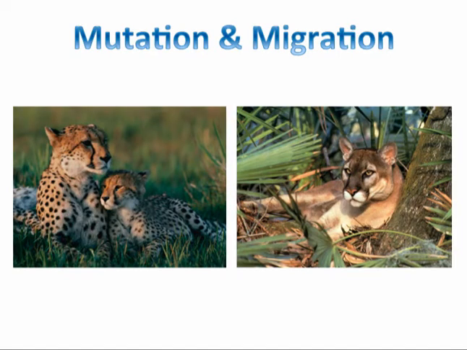Mutation and migration are the only mechanisms for regaining lost genetic diversity. So if we think back to the cheetah here on the left, when they went through their population decline, there weren't any other populations for them to mate with. So for them, mutation was the only way that they could increase genetic diversity over time.